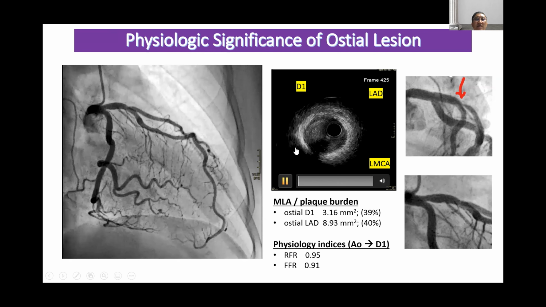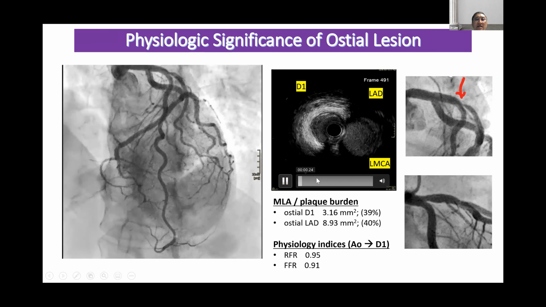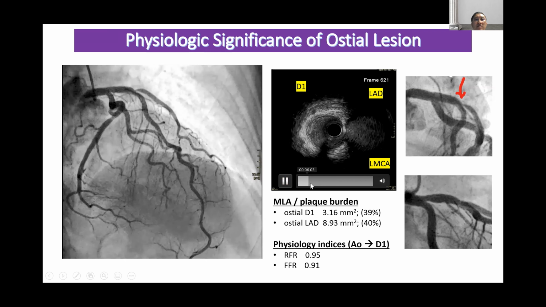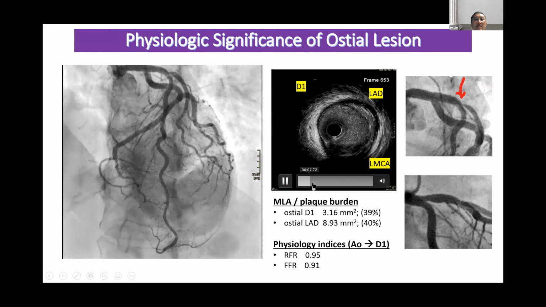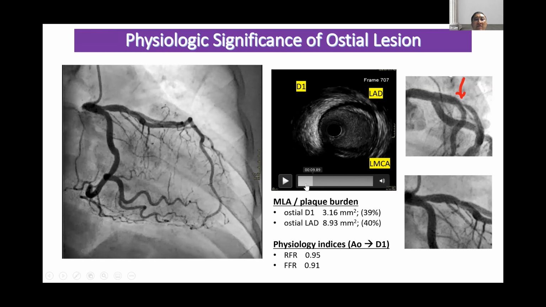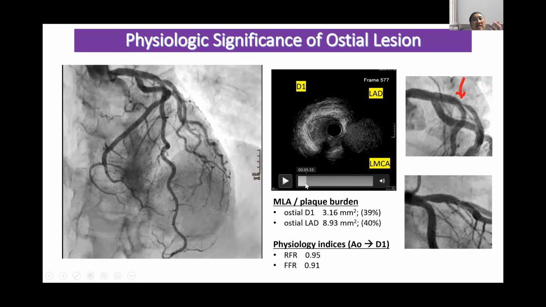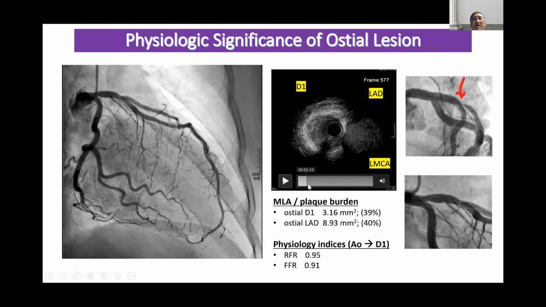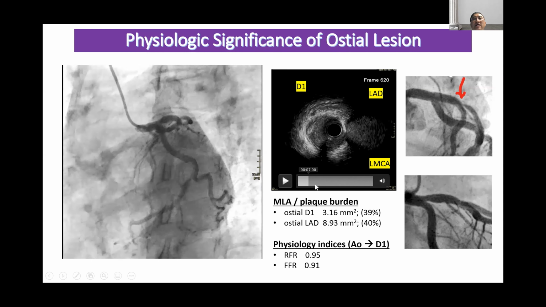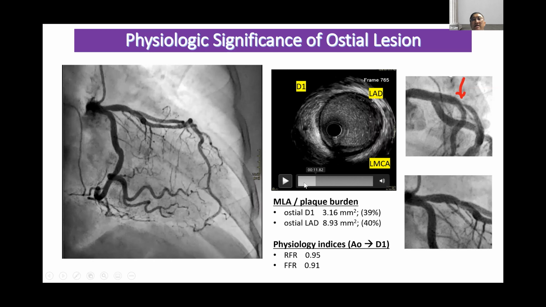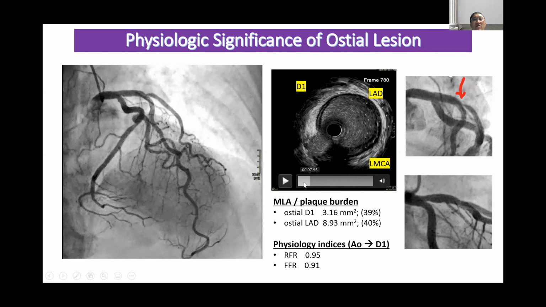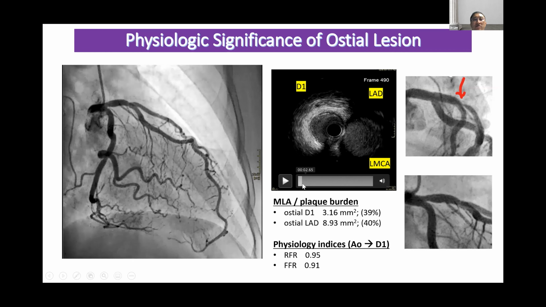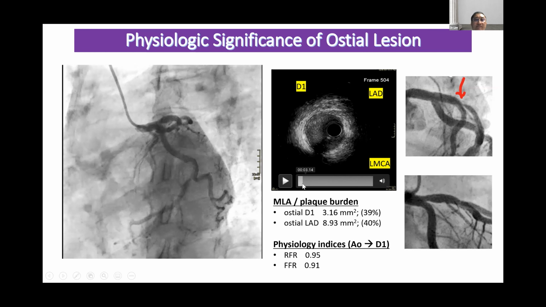This is pulling back from the diagonal one, and you can see that there's actually negative vessel remodeling at the ostium of the diagonal one. Yeah, here. And then there's actually a minimal amount of plaque at the ostium of the diagonal one, and then going to the LAD. So this is not an uncommon finding when we evaluate the side branch ostium using IVUS.